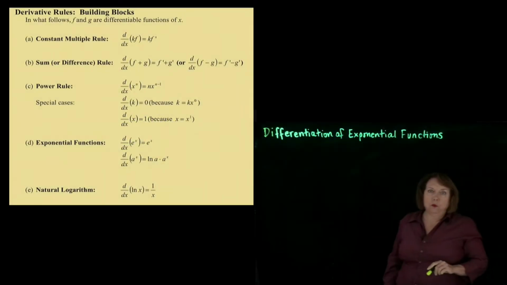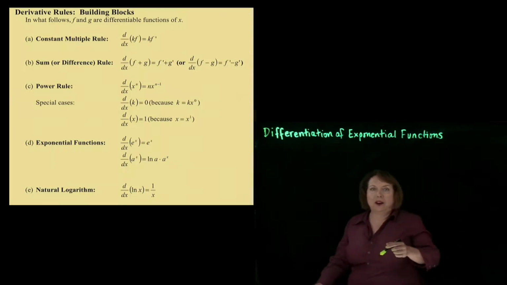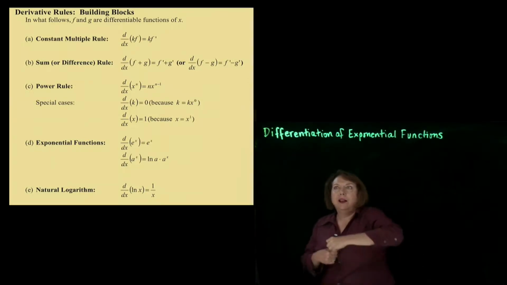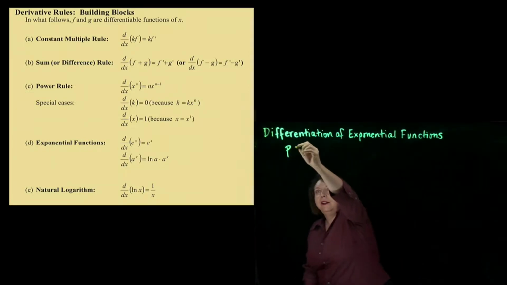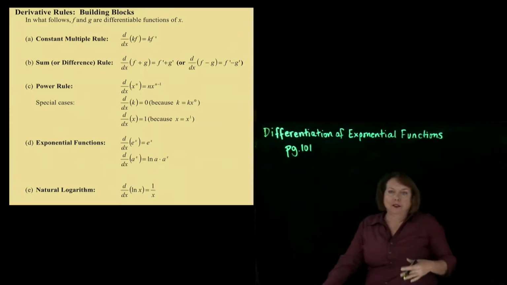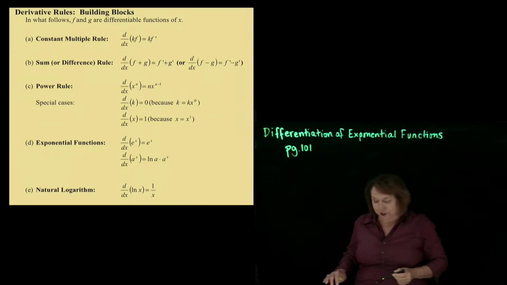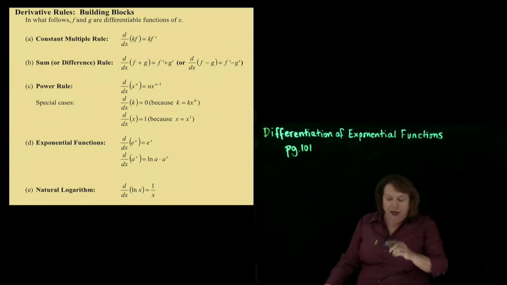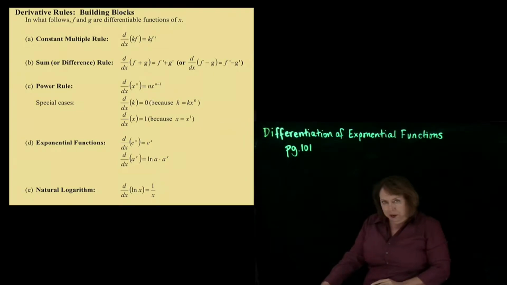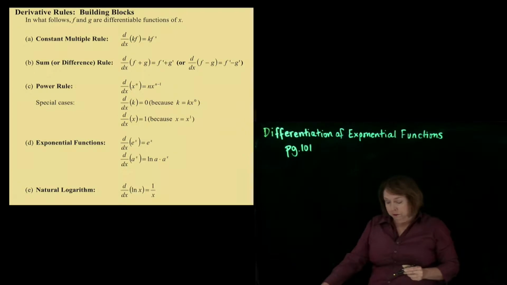So on page 101 of our OER textbook, Business Calculus, you'll find a diagram to show us the different building block rules for taking derivatives of functions. And at the bottom, you can see there are rules for exponential functions as well as for natural logarithms.